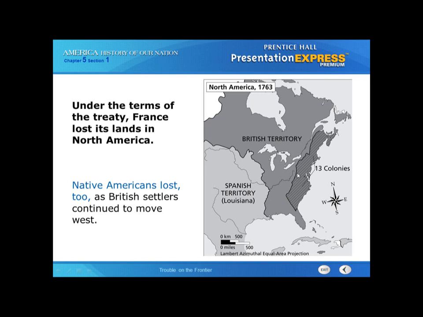Again, everything that would be west of this dividing line, or the Appalachian Mountains. So, England won big. This is a massive victory. You could say the English Empire just tripled in size.